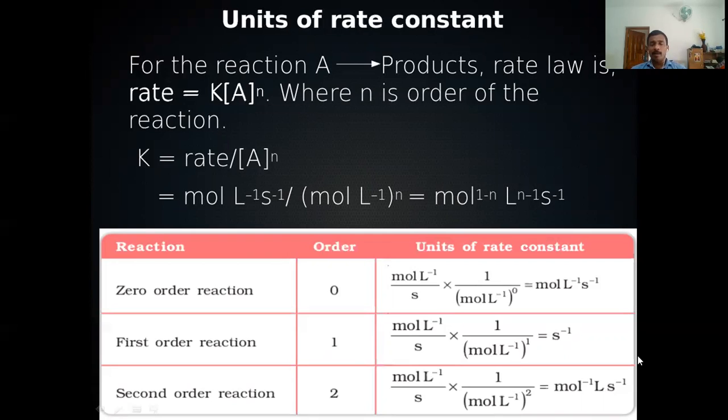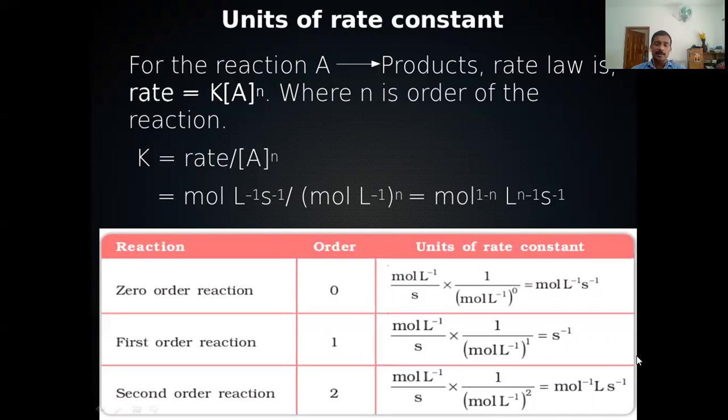So for a zero order reaction, N is equal to 0. So mole raised to 1 minus 0, 1. L raised to 0 minus 1, minus 1. Second raised to minus 1. So what will be the unit? Mole liter raised to minus 1, second raised to minus 1.